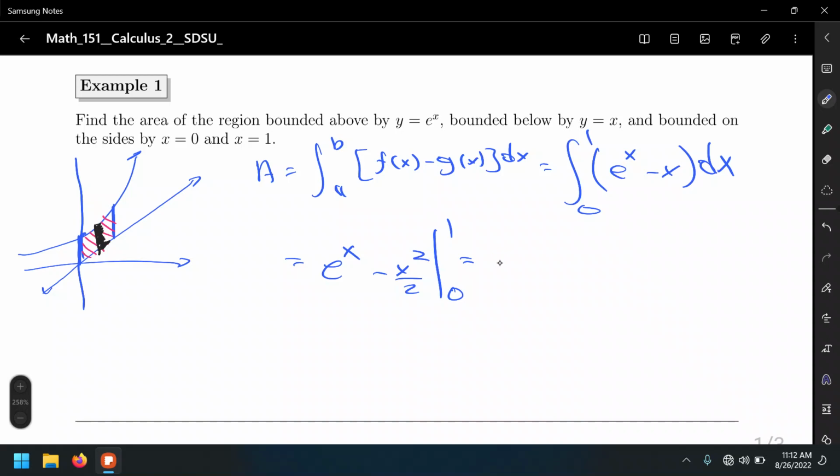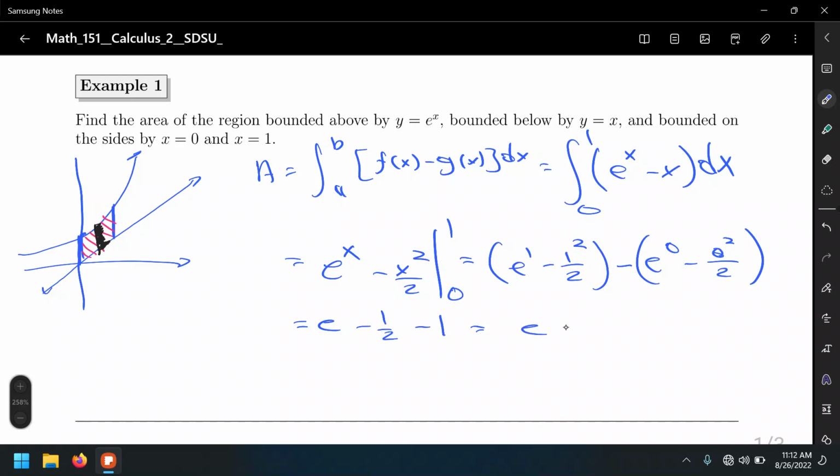Okay, so that's e to the 1 minus 1 squared over 2, minus e to the 0 minus 0 squared over 2. Well, e to the first power is simply e, minus 1 squared over 2, which is simply 1/2, and minus e to the 0, that's minus 1, and this 0 squared over 2 is just 0. So we are essentially done. Combine negative 1/2 minus 1, e minus 3/2. And that's an exact answer.